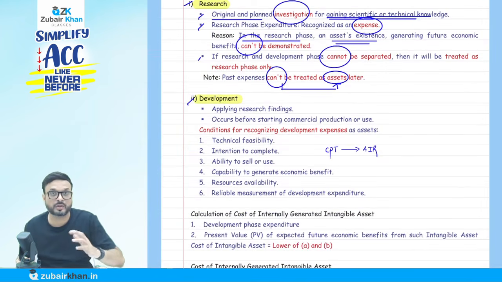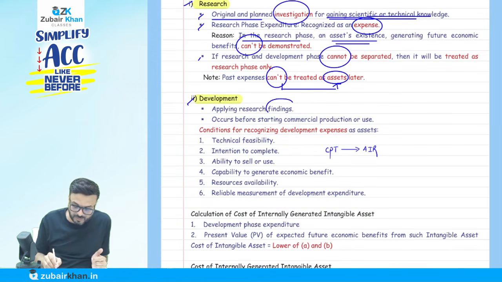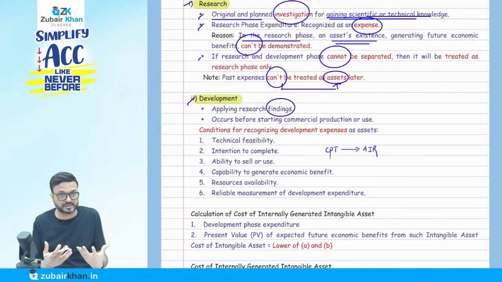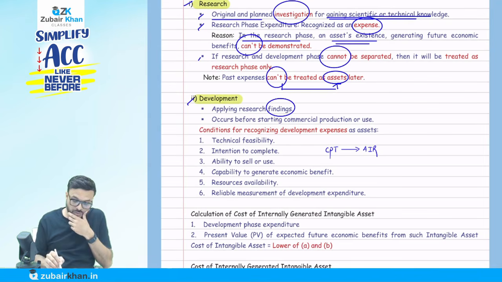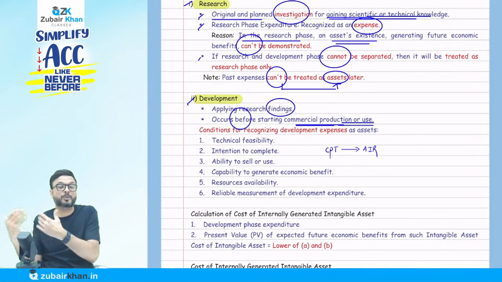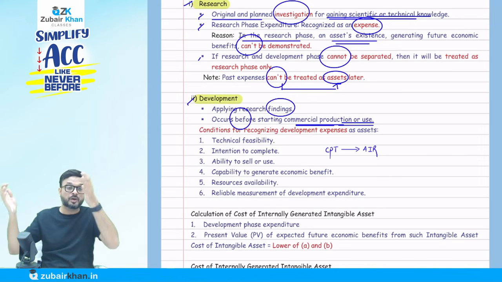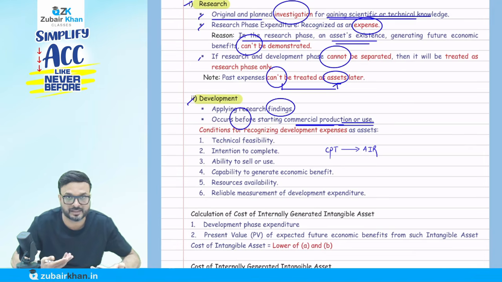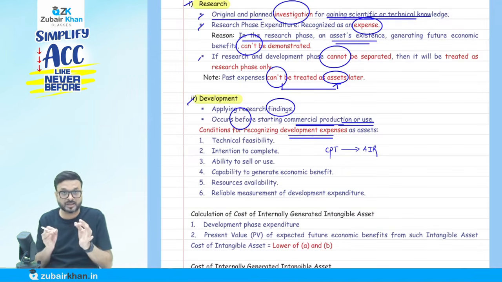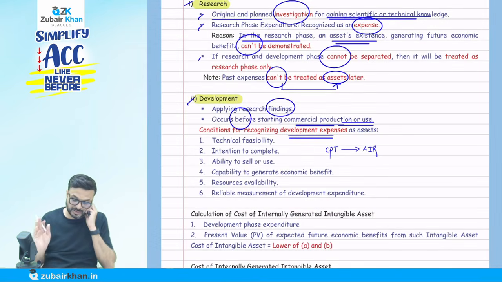Now when you come to the development stage, they say, after applying the research findings, you found something in research, the research gets success, and now you're developing the product. This occurs before starting the commercial production or use. We are not actually producing from that intangible asset, or using that intangible asset. We are developing it. They call this the condition for recognition. Whatever expenses we incur during the development stage, we will recognize them if all these 6 conditions are satisfied.